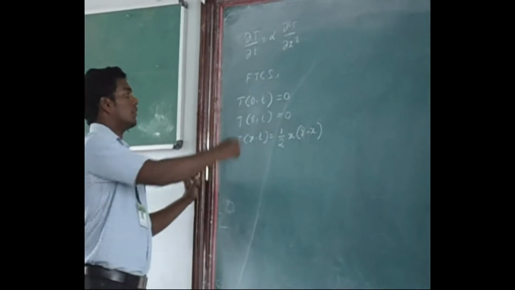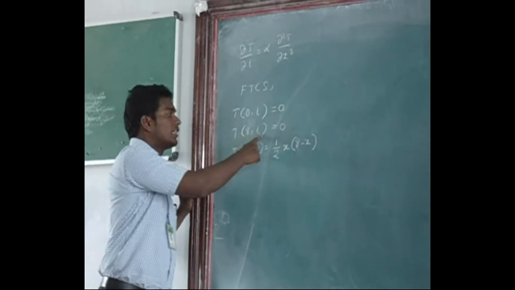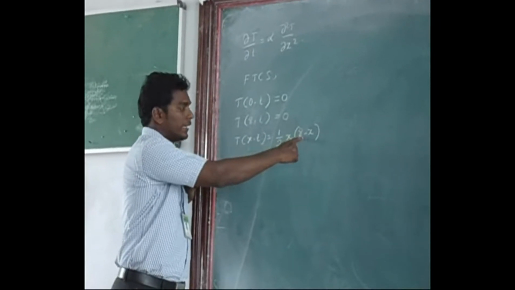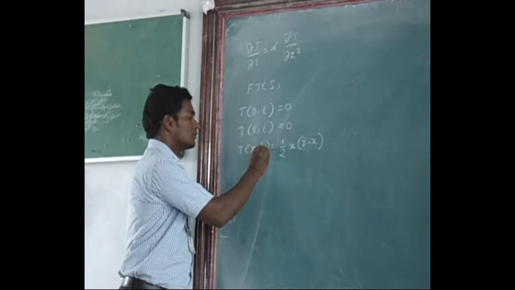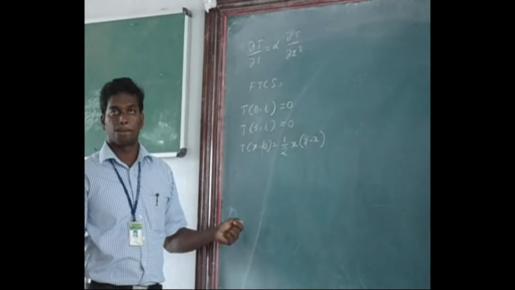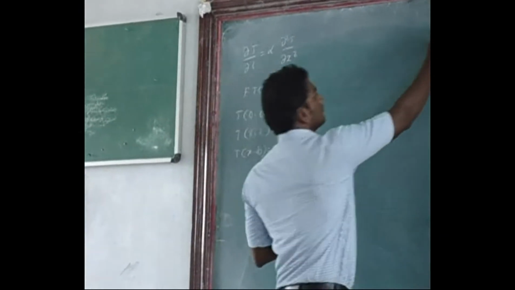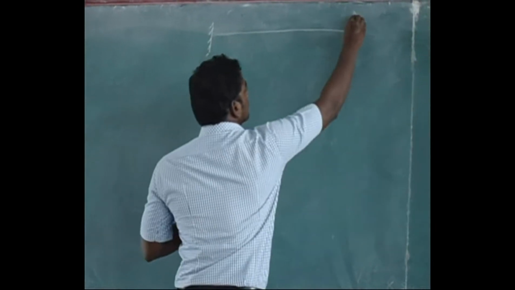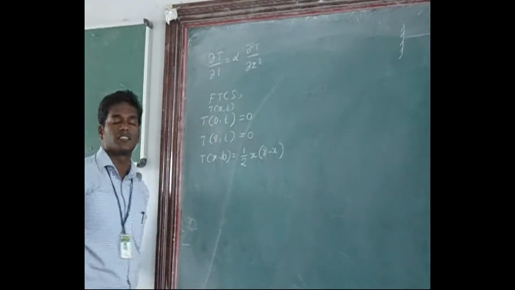Did you understand? So what's the meaning of this: T of 0 comma t is 0, and T of 8 comma t is 0, as well as T of x comma 0 is 1 by 2 x times (8 minus x). And in a more formal way, I can write this as x comma 0. So what's the meaning of these three values? This is our problem. This is the x comma t form. I have written the boundary condition as x comma t.